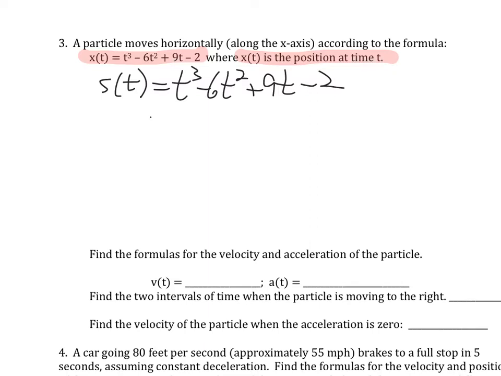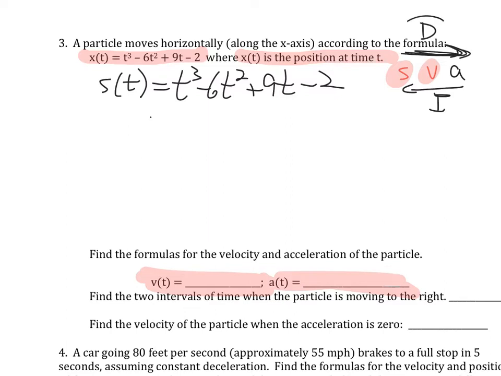Here they want us to find the velocity and the acceleration. So remember how this works. We have s, v, a. When we move to the right, we differentiate. When we move to the left, we integrate. But now they're giving you the position function. So to get the velocity, I'm moving to the right, and since I'm moving to the right, I differentiate. The velocity, v of t, is equal to s prime of t.